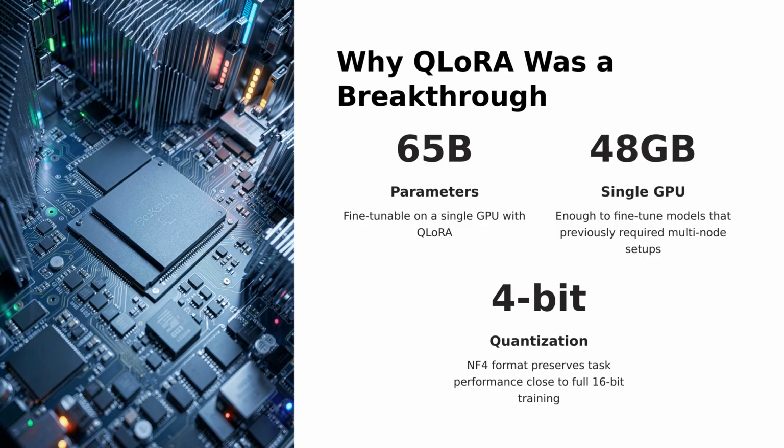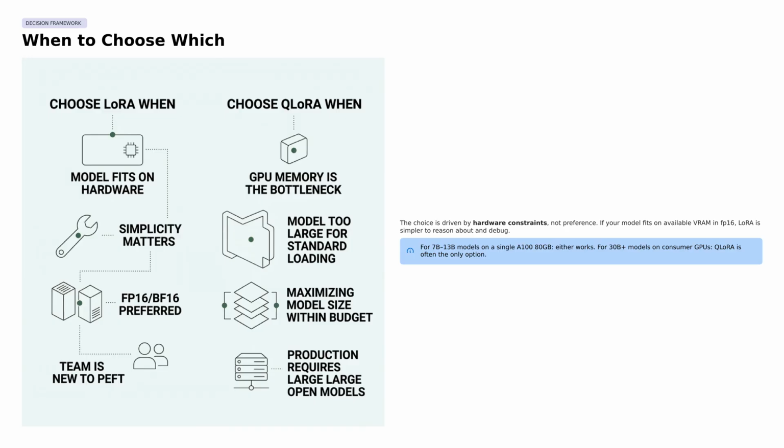QLoRA was a major breakthrough because it made fine-tuning very large models dramatically more accessible. With QLoRA, even a 65 billion parameter model could be fine-tuned on a single 48GB GPU instead of requiring expensive multi-node infrastructure. The key was 4-bit quantization, specifically the NF4 format, which reduced memory usage while keeping performance remarkably close to traditional 16-bit fine-tuning. Here's the decision framework in practice.